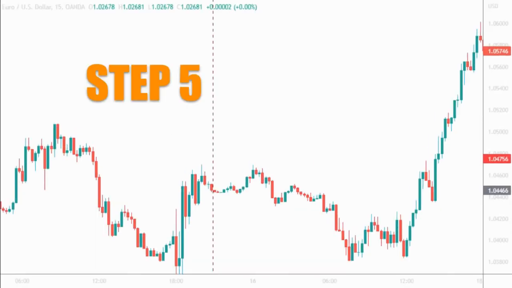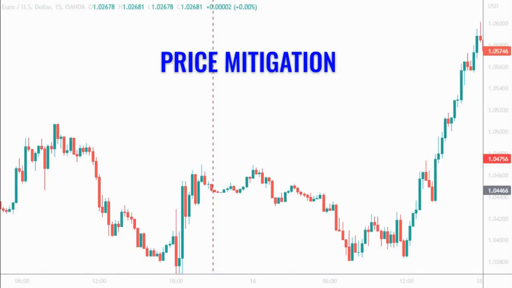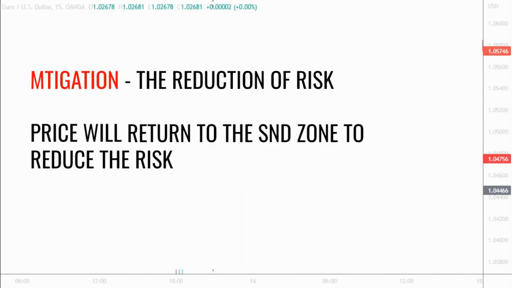Step 5 of applying the strategy. Now, after you have identified your POI, you need to move on to the next step. Price mitigation. Now, mitigation might sound like a foreign language to a lot of you, but I'm gonna try and simplify it so that you can understand. Mitigation is the reduction of risk, and price will return to the S&D zone to reduce the risk.